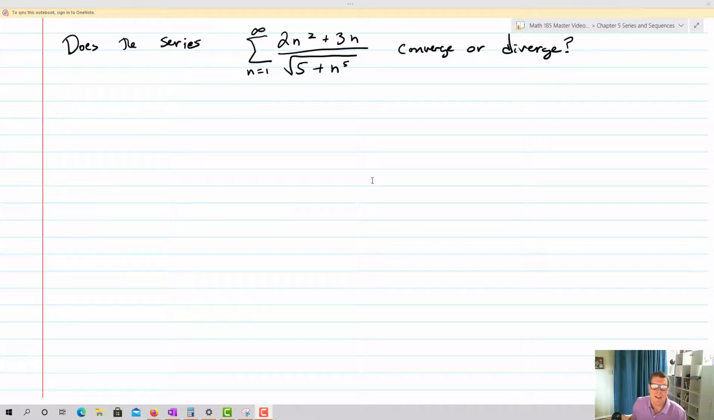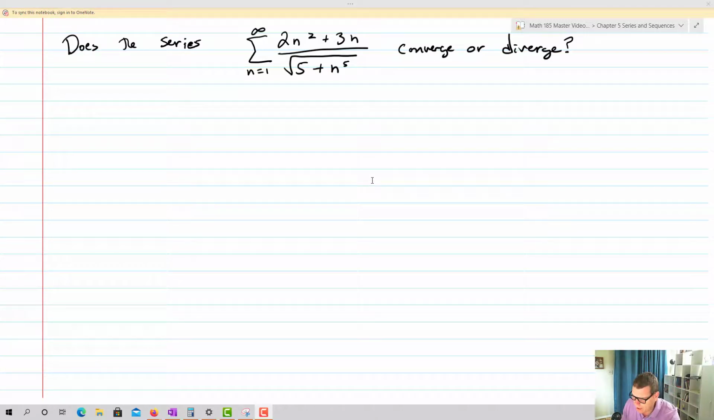So now let's consider this series, the sum n equals 1 up to infinity of 2n squared plus 3n over the square root of 5 plus n to the 5th. Does it converge or diverge? All right, and so we're going to think to ourselves, okay, the limit comparison test might be really handy here, because what I have is two pretty complex polynomials on the top and the bottom. It's actually, the bottom one's not a polynomial. It's a square root function, but they're both rational, so we've got our rational functions.